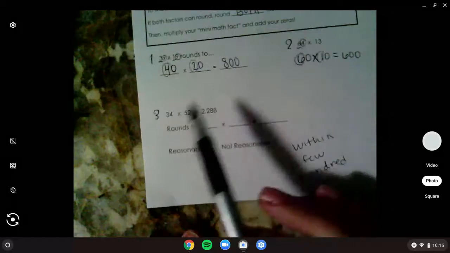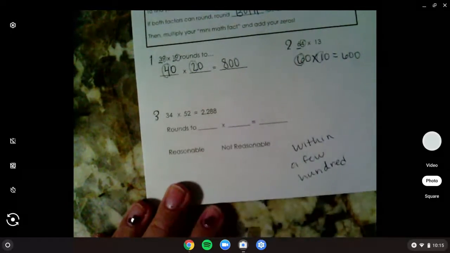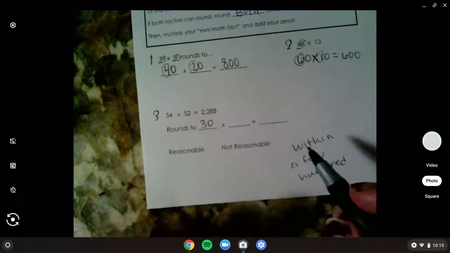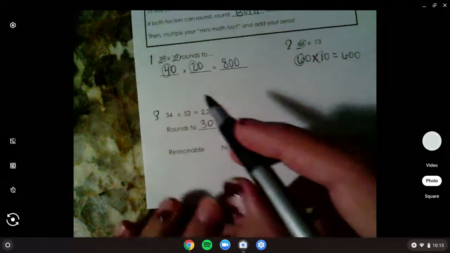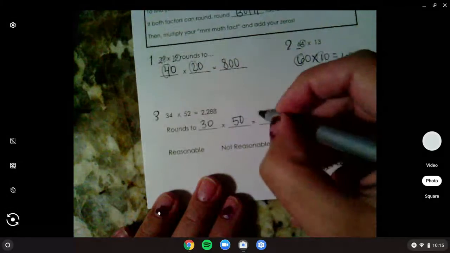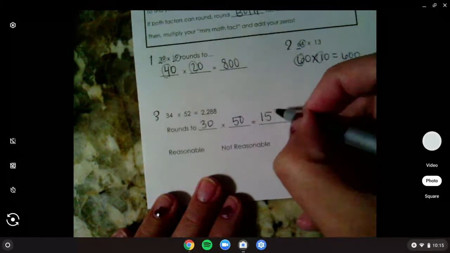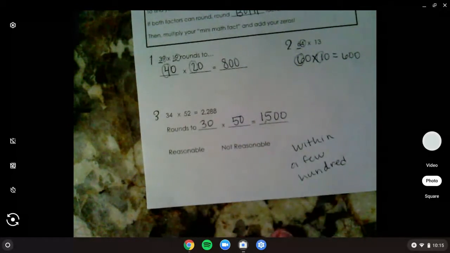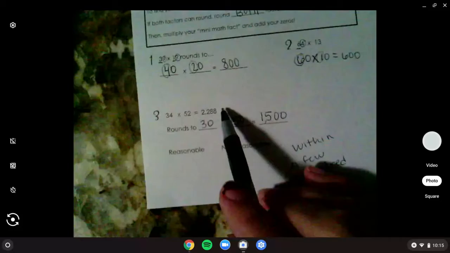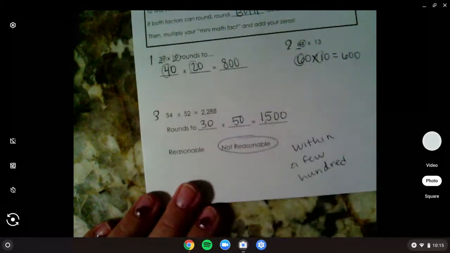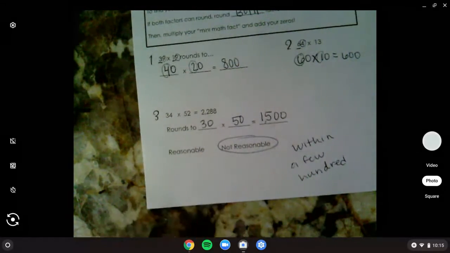First thing we need to do is round both of our factors. 34, from our rounding skills we know, rounds to 30. What does 52 round to? 52 would round to 50. Yep. So then I find that mini math fact, 3 times 5 to get 15, and I add in my 2 zeros. 1,500. Is that reasonable for an answer of 2,288? No, it's not. It's more than 500, definitely off. This is way off, not reasonable.